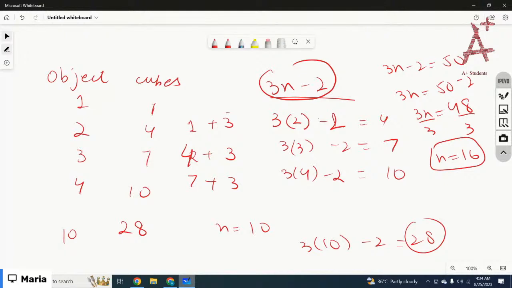The 16th object has 50 cubes, and no object has 51 cubes, because you can see 51 minus 2 is 49, and you cannot divide 49 by 3, right? So that means the 16th object has 50 cubes. Got it?